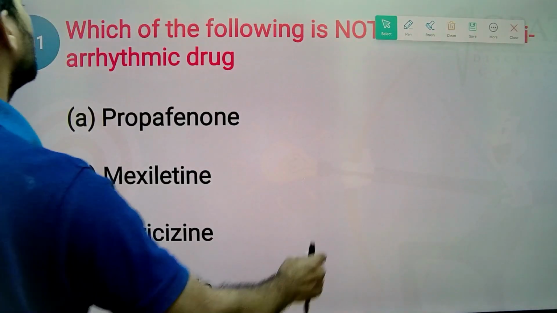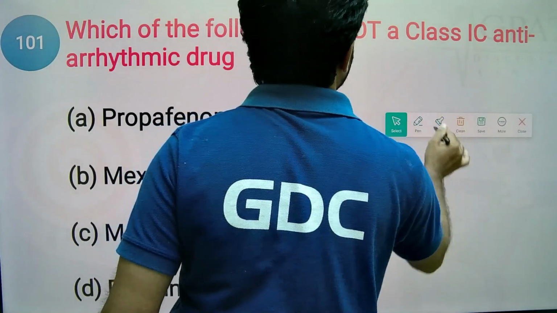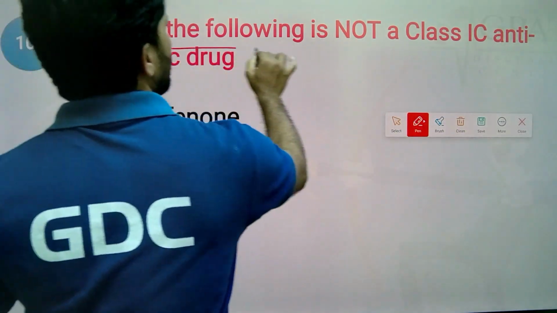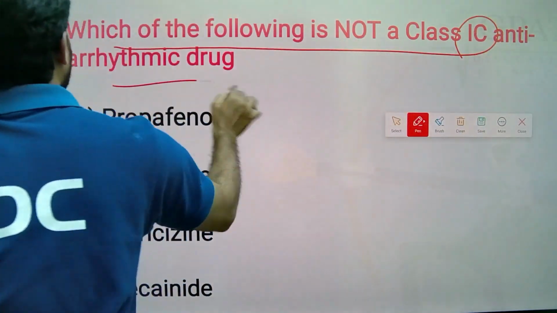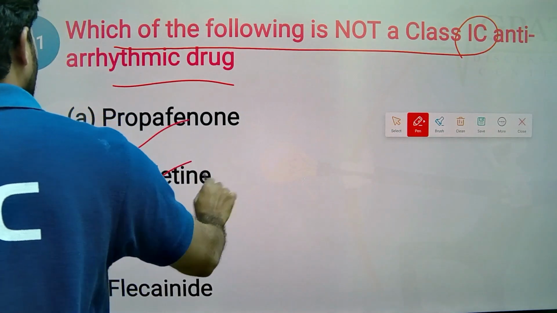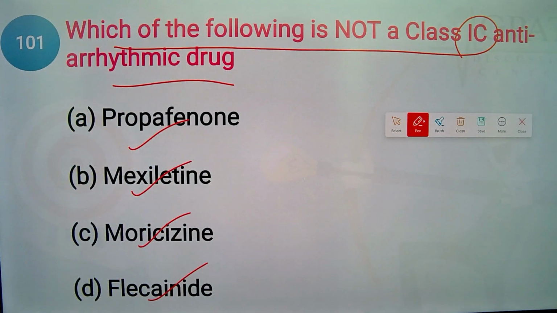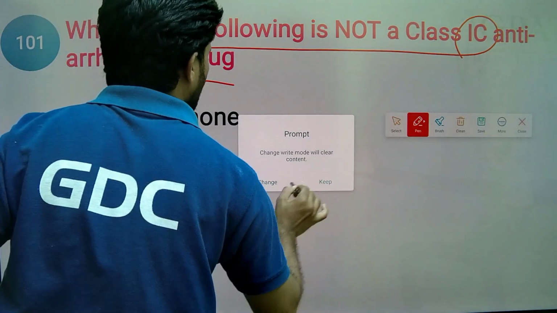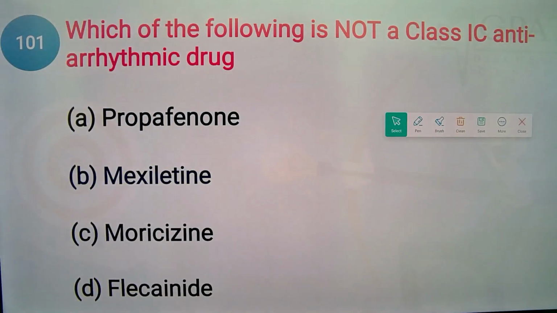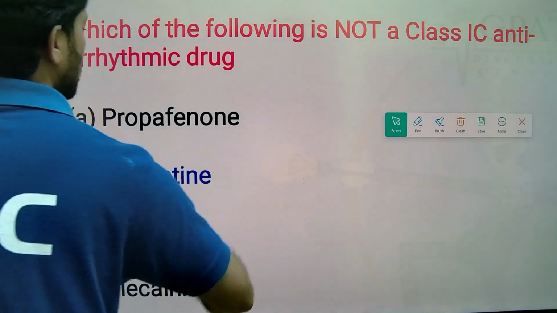Which of the following is not a class 1C antiarrhythmic? Propafenone, mexiletine, moricizine, flecainide. So which of the following is not a class 1C antiarrhythmic? Simply, that is mexiletine. Propafenone, moricizine and flecainide are class 1C antiarrhythmics, but not mexiletine.